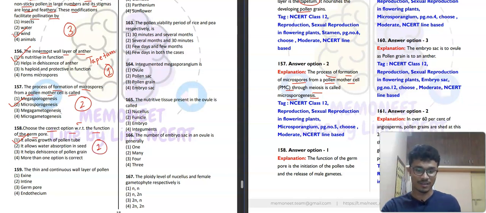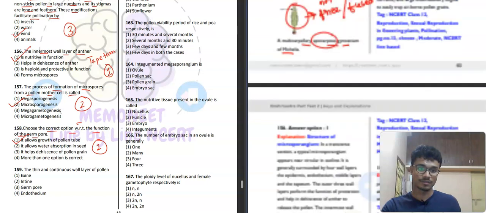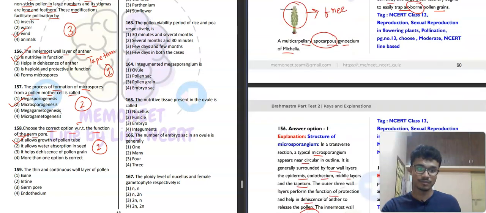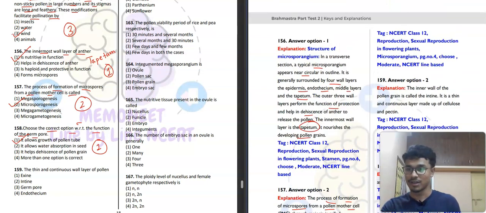It is also written in the explanation. The function of germ pore is the initiation of pollen tube and the release of male gametes. That is what is written. So first option will be the correct answer for this question.